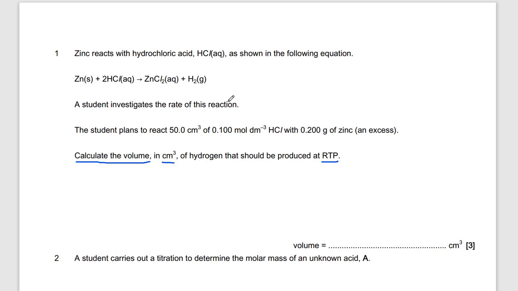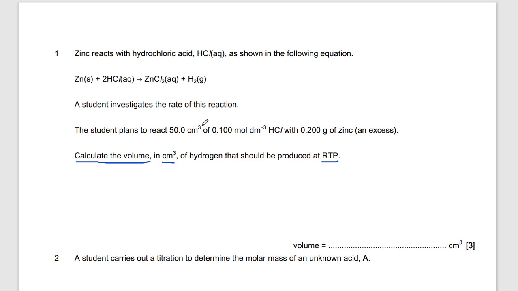So first things first then, we've been given an equation. Zinc and hydrochloric acid, zinc chloride and hydrogen. It's a very straightforward metal and acid reaction. And they're planning to react 50 of 0.1 mole per decimeter cubed HCl with 0.2 grams of zinc, which is in excess. And then you want to work out how much hydrogen is produced. So we know the amounts of our starting materials. We don't know the amount of our finishing material.